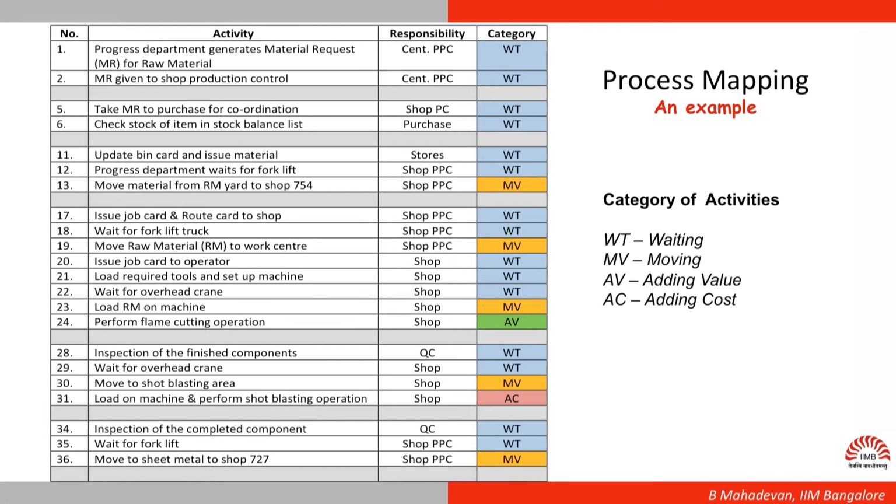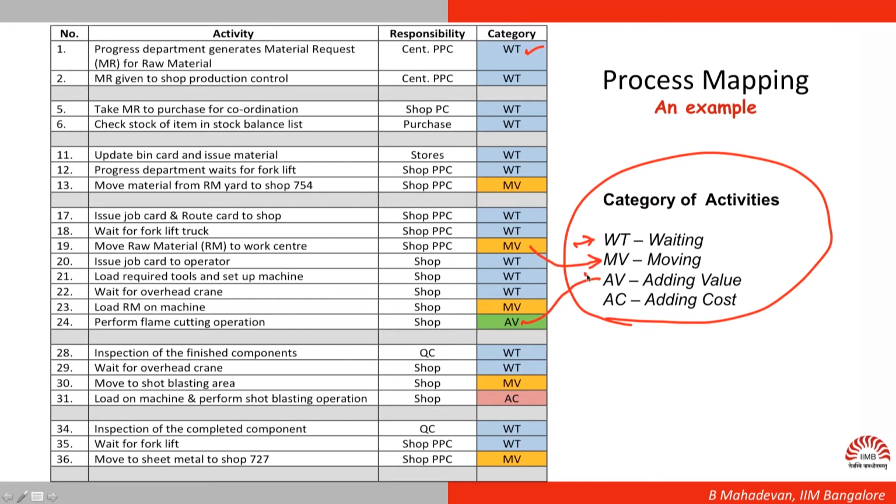As you see here, there are categories of items which have been identified. You have WT, which means waiting. MV means moving. And then there is a category called adding value. There is another category called adding cost. So what you see in this table is the chronological order in which this particular subassembly is getting manufactured in that particular factory. It captures the nature of the activity, who has the responsibility, and, as I already said, what category it belongs to.